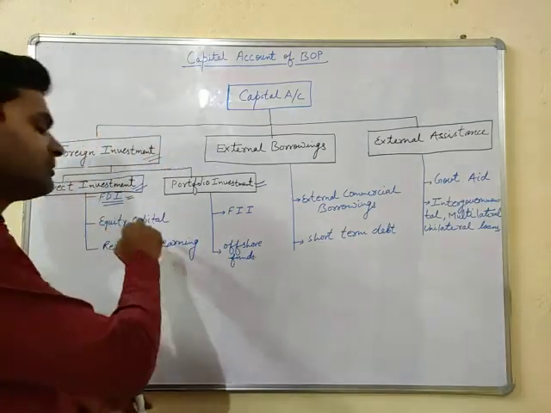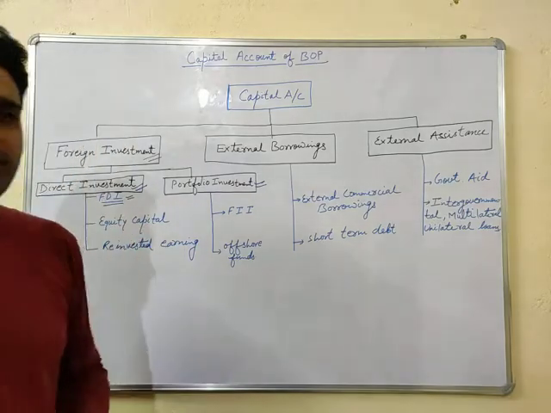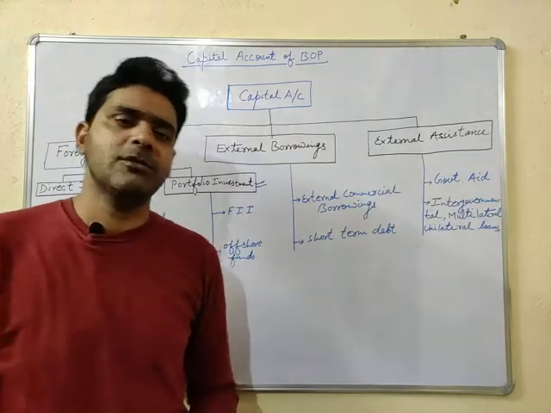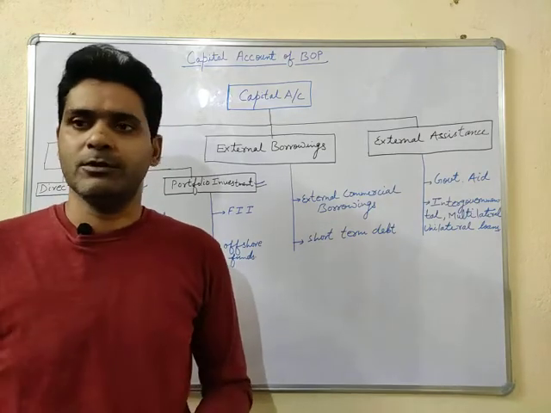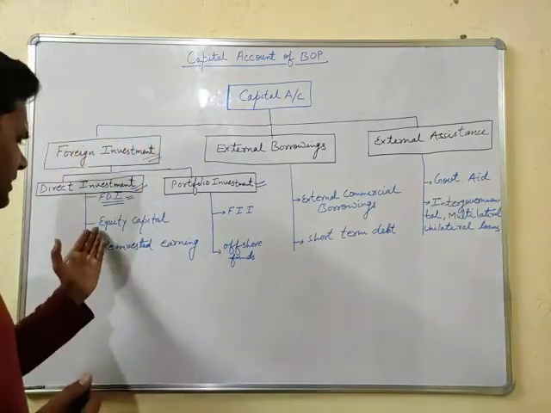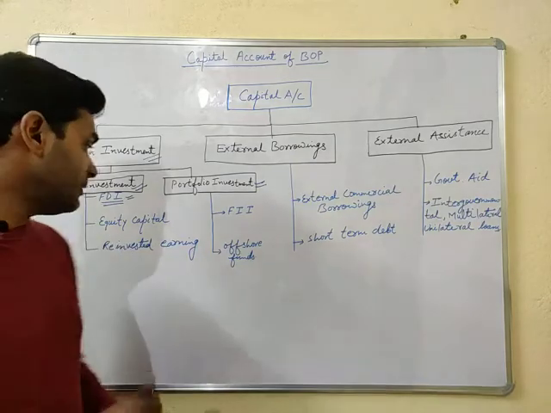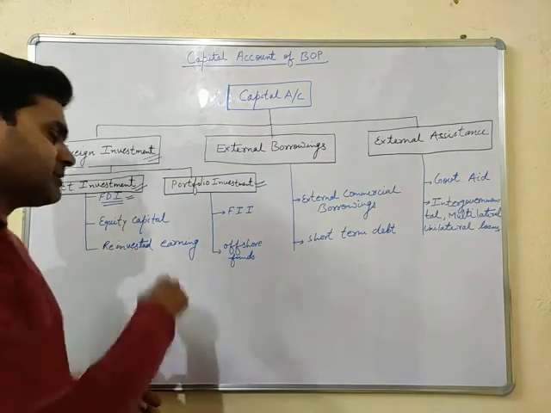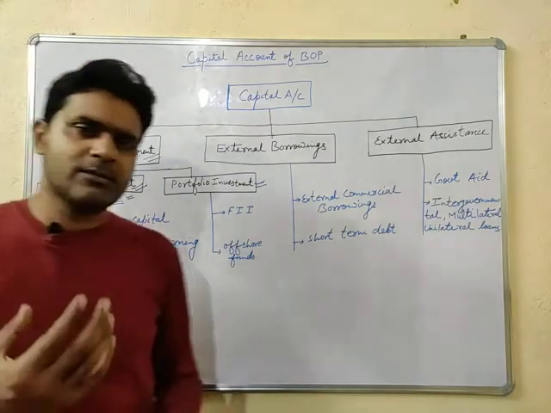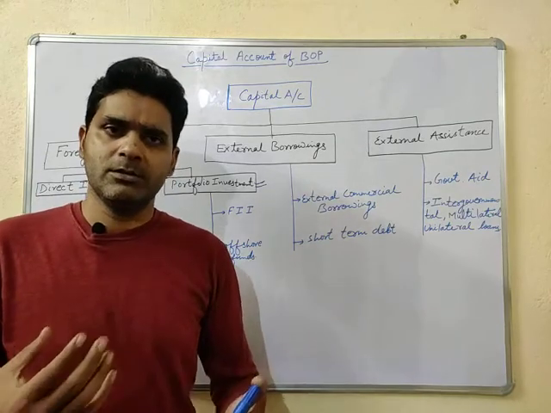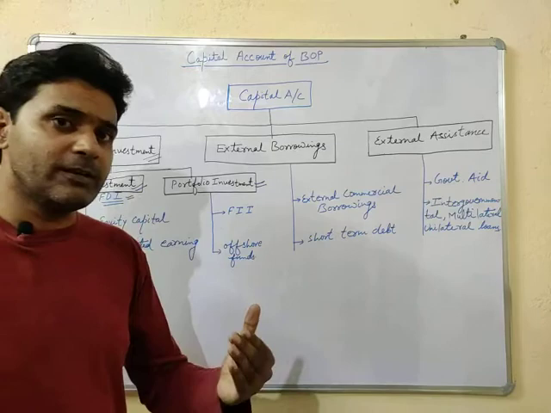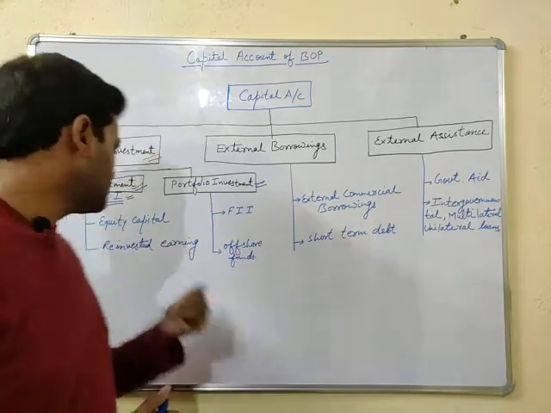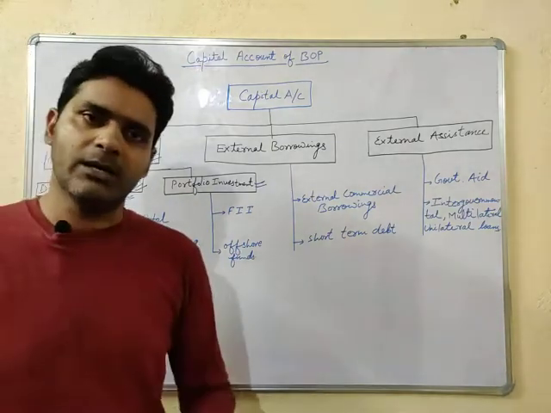The second one is equity capital. Equity capital is very much related to the stock exchange. When there is a direct investment from abroad in the form of shares, then it is termed equity capital. Then there is reinvested earning: some investors who earned some profit on their previous investment, if they invest that again, then it is known as reinvested earning.